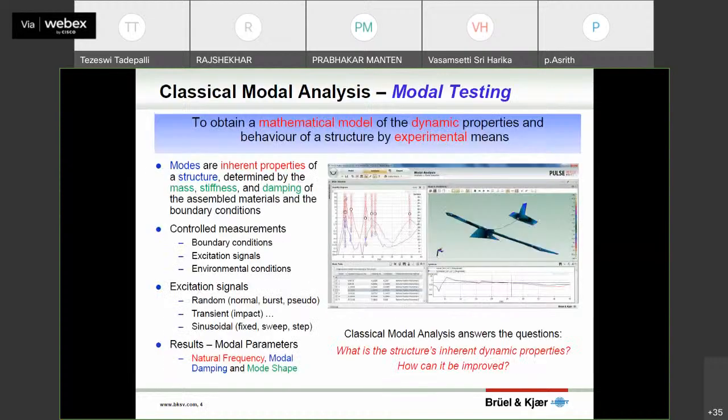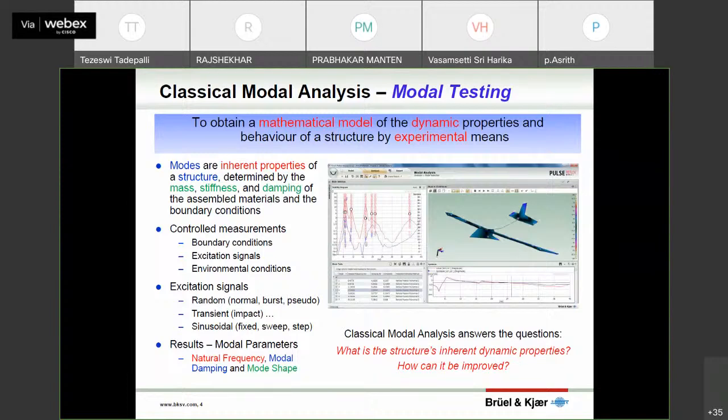When you do classical modal analysis, you are extracting the modes, the inherent properties of the structure that are determined by the mass, stiffness, and damping. We control the boundary conditions, we control the excitation signals, we control the environmental conditions, and then depending on the type of excitation, it could be a random excitation, a transient, or a sinusoidal, you obtain the natural frequency, the mode shape, and the mode damping.